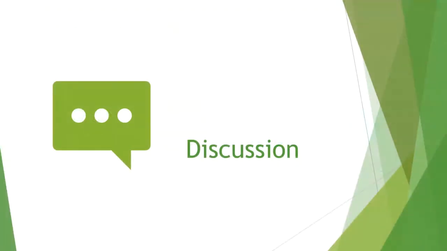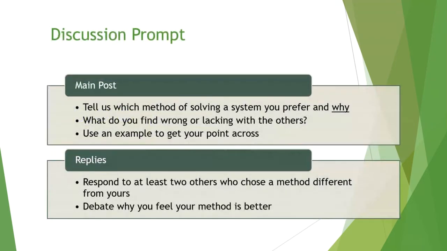So the discussion this week, I actually really enjoy this discussion. For your main post, you need to tell us which method of solving a system you prefer and why. In the readings this week, you're going to learn how to solve by graphing, solving by substitution, and solving by elimination. So you're going to learn 3 different ways to do it, and so you can talk about which one you like and why. Is it because you find something wrong with the other methods? Is there something about those other ones that you don't like and that's why you prefer something?